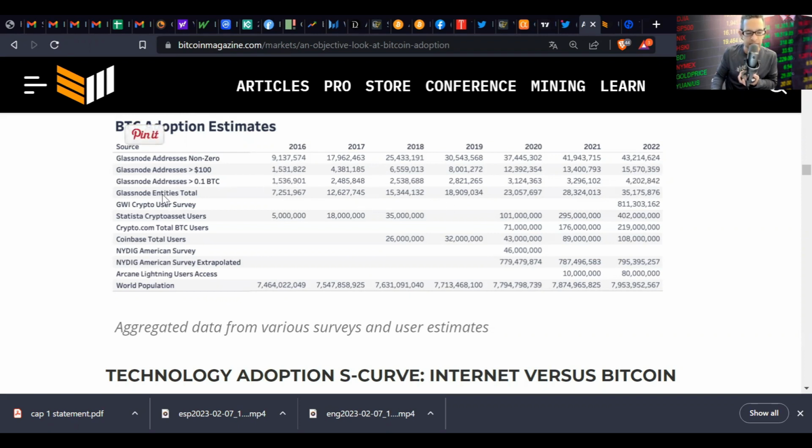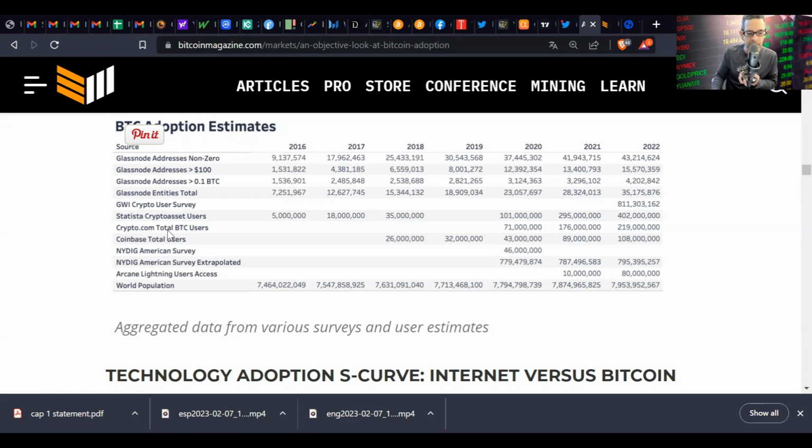Now, the other number I want to look at is world population. Back in 2016, it was 7.4 billion, and in 2022, it's 7.9, almost 8 billion. Are we still early adopters? Yes, you can still jump in and be part of the early adopters.